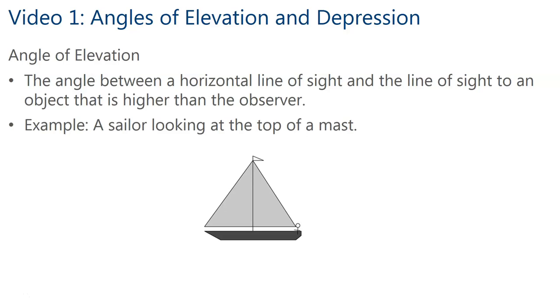It is the angle formed between the horizontal line of sight and the line of sight to an object that is higher than the observer. So for example, here we have a sailor looking at the top of a mast. So here's your horizontal line of sight, and this is his line of sight looking up to the top. So the angle in between these two lines would be the angle of elevation. This is always formed when you're looking up at an object.